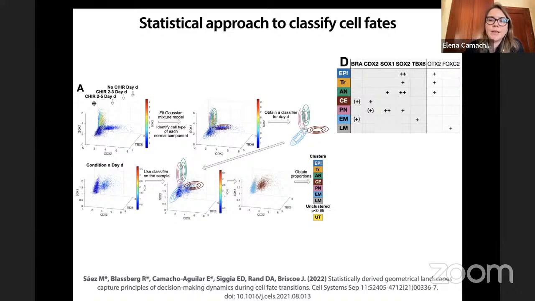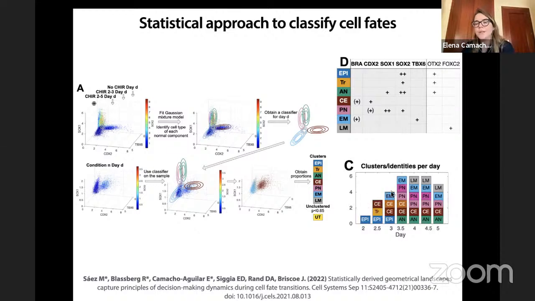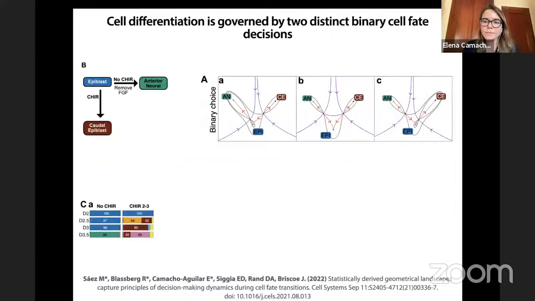And so with this, we saw that in order to get epiblast, SOX2 needed to be high, and anterior neural expresses SOX2 high and some SOX1. And so we classified the cells from their expression into these more discrete cell types. And we saw in each day what kind of cell types we would see. And we observed that there were two types of decisions in this data. From the original epiblast state, cells could either become anterior neural or caudal epiblast.